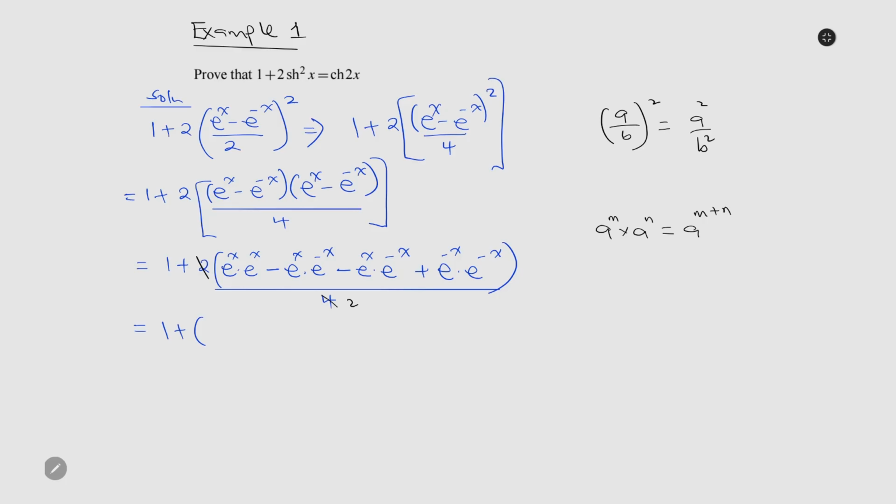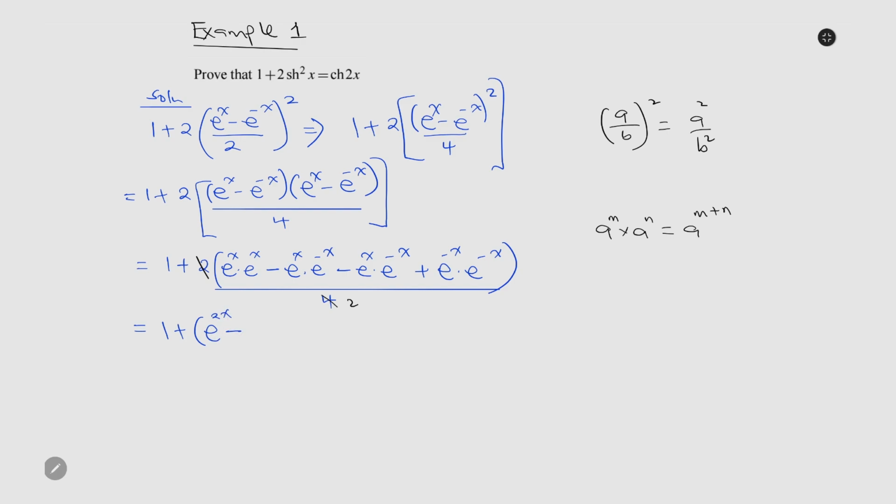So when I have e to power x times e to power x, as long as the bases are similar, we can add the powers. So this will be x plus x, that will give me 2x. So I'll have e to the 2x.